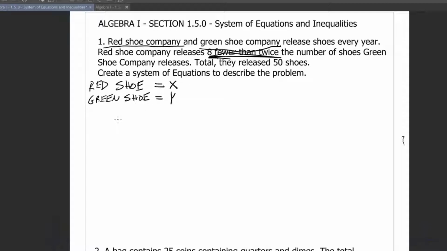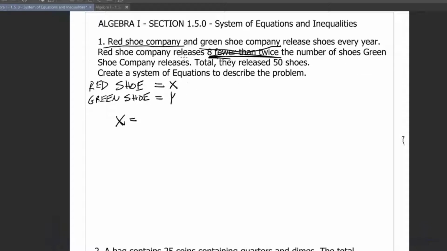Red Shoe Company, so X, releases 8 fewer than twice the number of shoes Green Shoe Company releases. I probably should have written out more, but Red Shoe Company releases is X, Green Shoe Company releases is Y. So from reading this, you know that X is going to equal 8 fewer than twice, than 2 times Y.